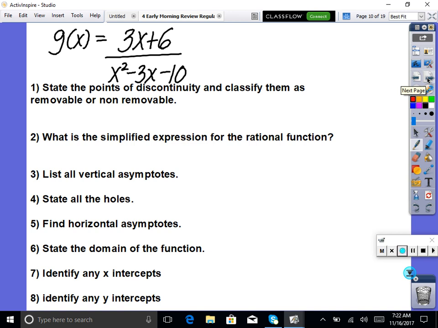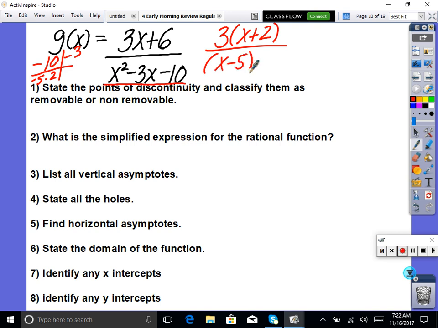Okay, here we go. So the first part is going to look pretty much exactly like this. It says, find the points of discontinuity and then classify them as removable or non-removable. The points of discontinuity are what make the bottom 0. So we need to factor this all out. Pull out a 3 on top, left is x plus 2. On bottom, I would do what multiplies to be negative 10 and adds up to be negative 3. 5 times 2, negative 5, right? So the bottom factors to be x minus 5, x plus 2.